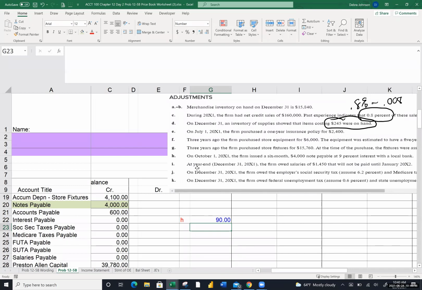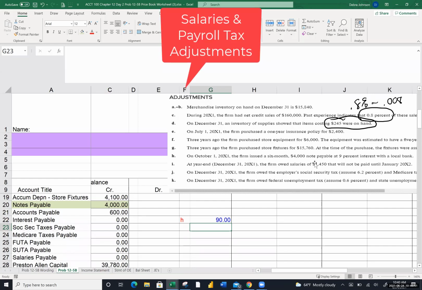Again, I'll be sending you a completed one. Letter I says, at year end, they owe $1,450 in salaries. Okay, at year end, the firm owed their employees some money. What's going to happen on the rest of this problem? Not only will we have to put the wages on the books, J and K will talk about the taxes being placed on the books.